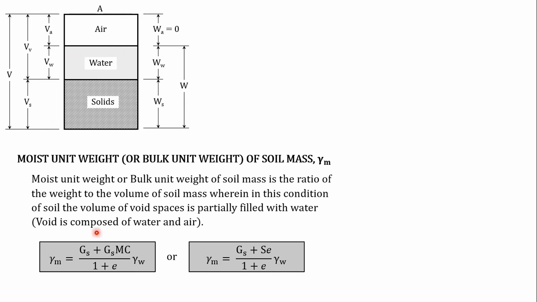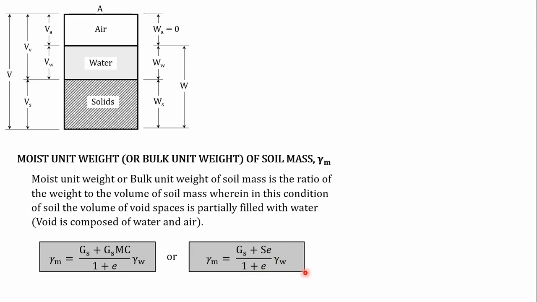So, this is the formula. Unit weight of moist is equal to (Gs plus Gs times MC) over (1 plus e) times unit weight of water. Or, we can use another formula. There are two. The other is moist unit weight is equal to (Gs plus Se) divided by (1 plus e) times unit weight of water.